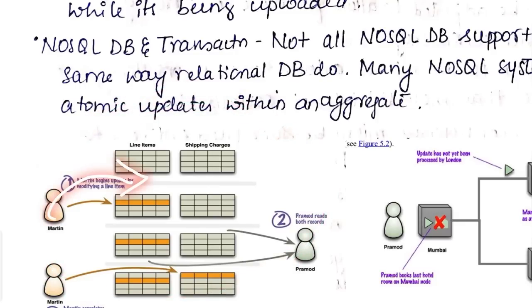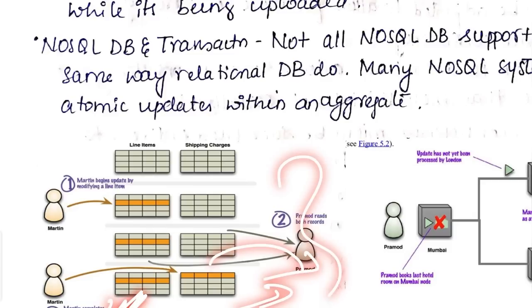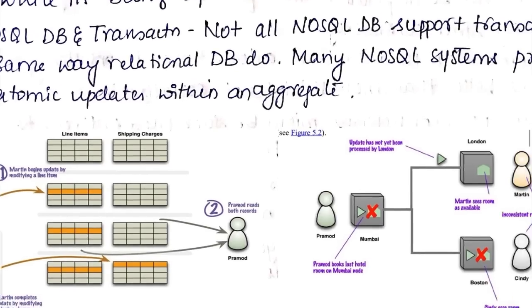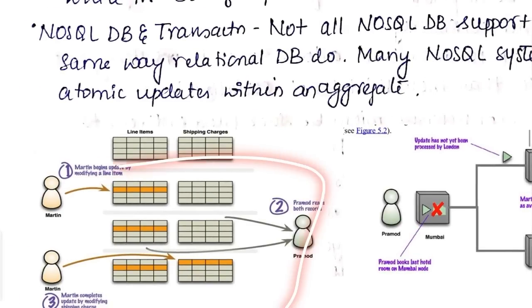Suppose Martin is adding a line item to an order, and Pramod is trying to read the line item and the shipping charges at the same time, while Martin is still trying to update the charge. In this case, Pramod might see an inconsistent state, because the shipping charges are not being updated at the same instant. By adding the line items, even the shipping charges would be updated accordingly, right? So Pramod might see an inconsistent state because the update has not happened completely. So this was about figure 5.1, which speaks about logical consistency.